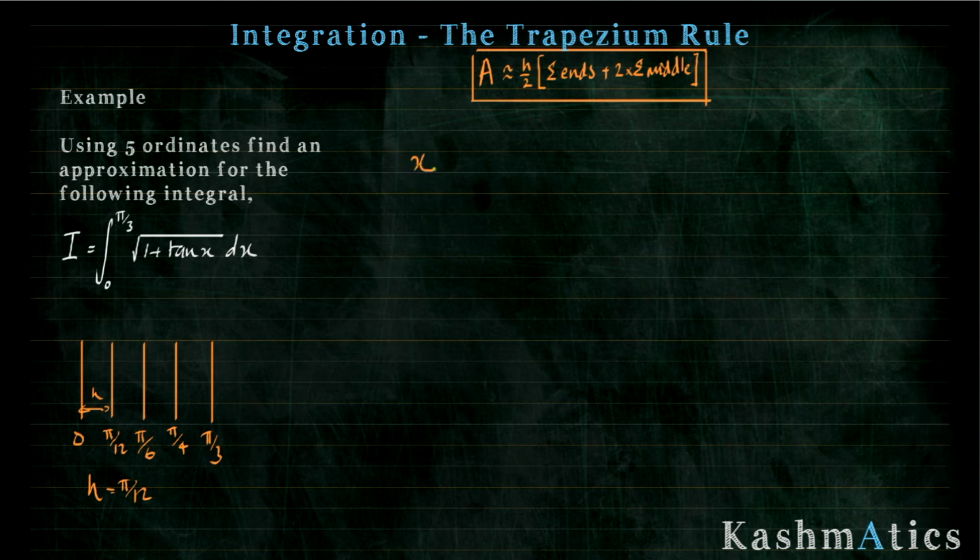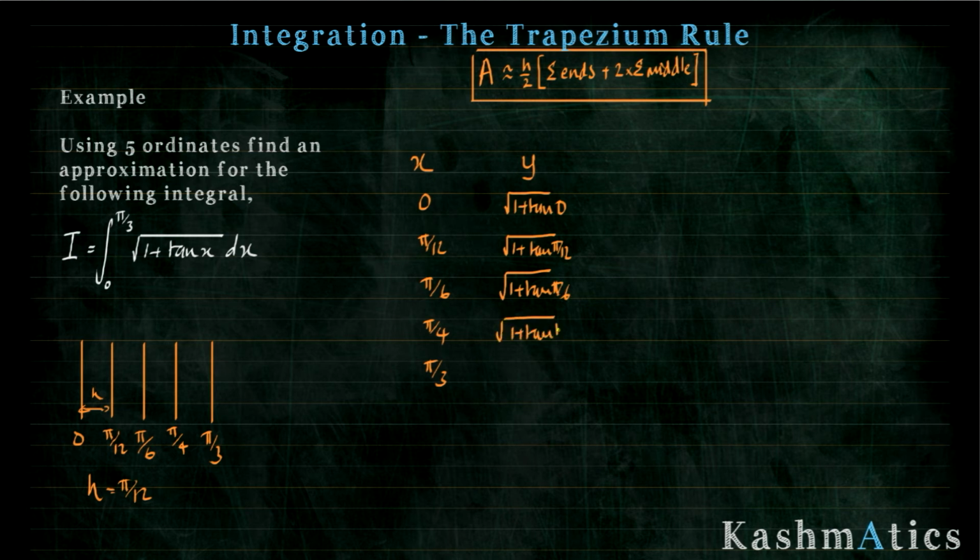So I've got x, which is my ordinates. So 0, pi over 12, pi over 6, pi over 4, and pi over 3. And then the corresponding y values. So this will be the square root of 1 plus tan 0. And the others are going to be 1 plus tan pi over 12, 1 plus tan pi over 6, 1 plus tan pi over 4, and 1 plus tan pi over 3.